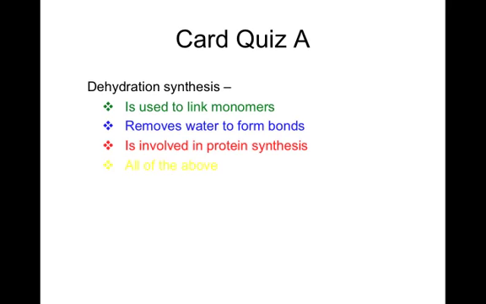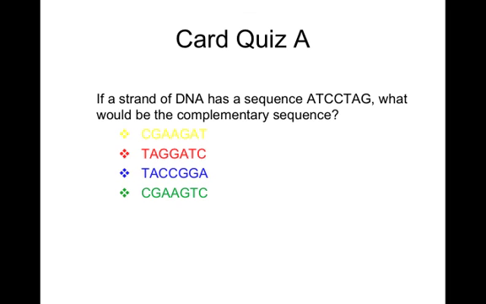Dehydration synthesis. Green is used to link monomers. Blue removes water to form bonds. Red is involved in protein synthesis. Or yellow, all of the above. If a strand of DNA has a sequence A, T, C, C, T, A, G, what would be the complementary sequence? Pick the right color from below and write it on your paper.